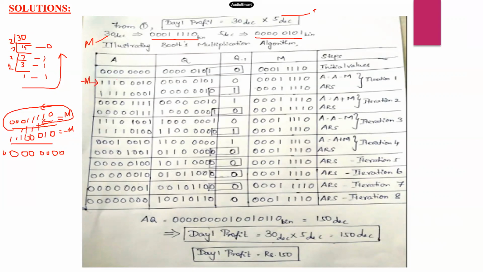Now you perform the addition, that is A plus the 2's complement of M. That is nothing but subtraction. Sorry, this is A, and this one is minus M. Now you perform the operation: 0 plus 0, 0, 1 plus 0, 1, 0 plus 0, 0, and again 111. So that is the answer, 1110 0010. That is A equals A minus M.